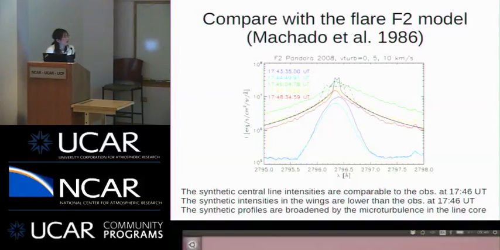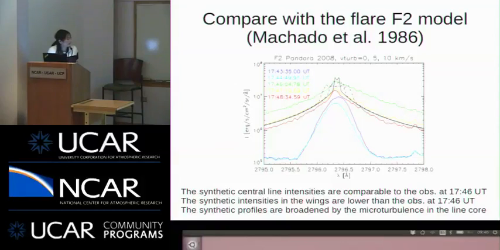And here we compare the magnesium k spectra from observations in one pixel with the synthetic spectra from the F2 flare models. The colored lines are spectra at different times, and the black lines are synthetic spectra with different turbulence velocity.